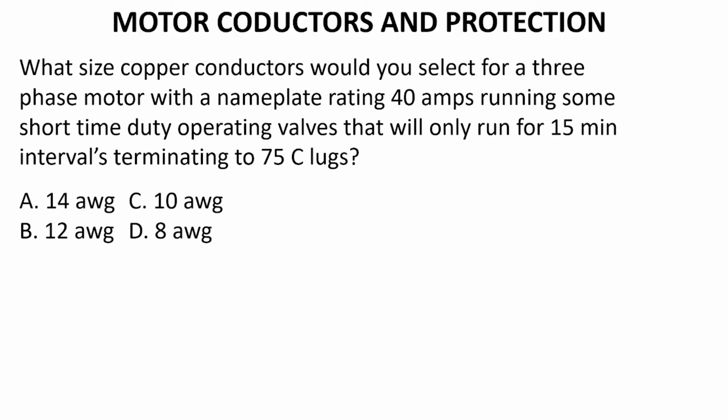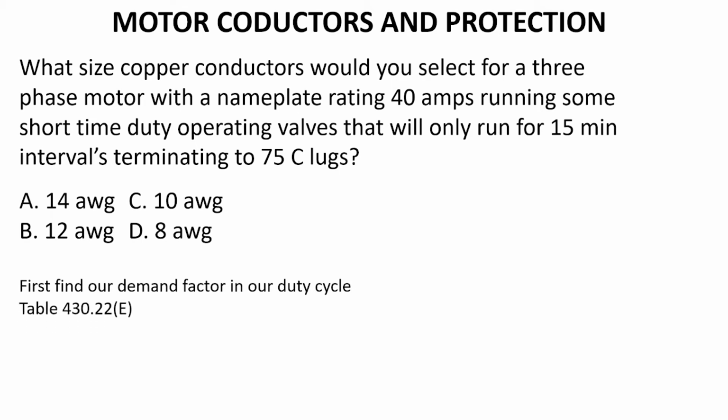What size copper conductors would you select for a 3-phase motor with a nameplate rating of 40 amps running on some short-time duty operating valves that will run for only 15-minute intervals, terminating to 75-degree C lugs? First, we find what our demand factor is in our duty cycle table.